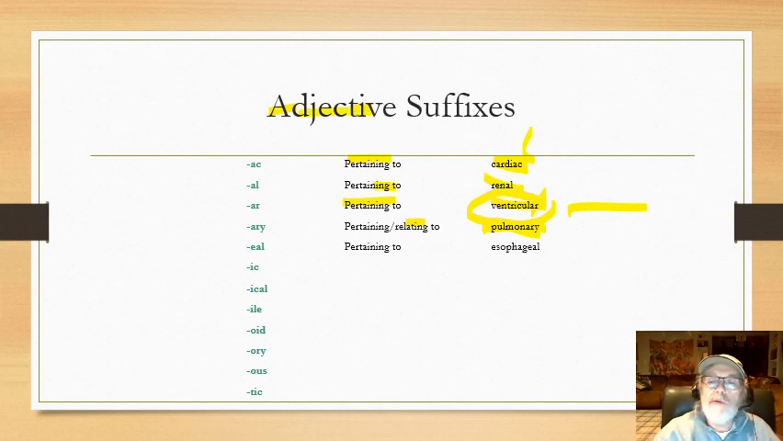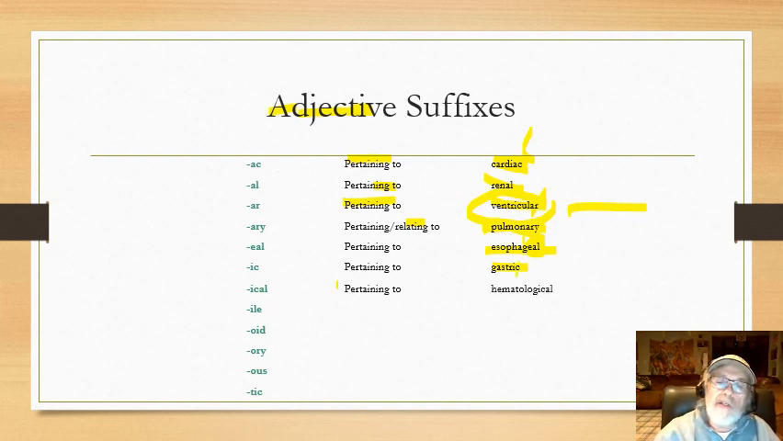EAL, pertaining to esophageal irritation. Irritation would be the noun. What type of irritation is it? It's esophageal. EAL makes it an adjective. IC, pertaining to gastric surgery. Surgery would be the noun. What type of surgery is it? Gastric surgery. IC makes it an adjective.